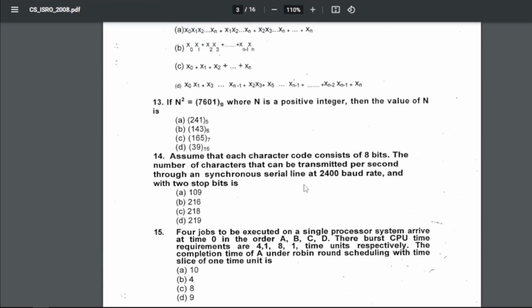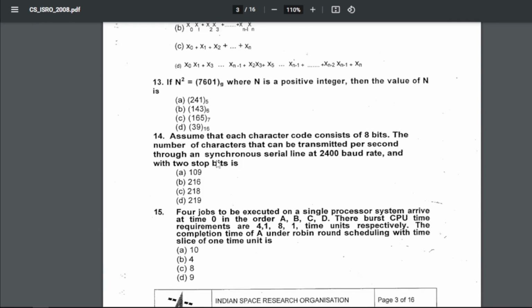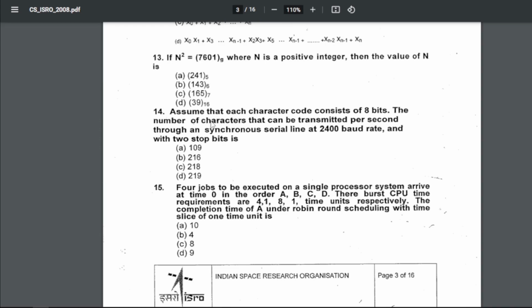Now question number 13 is, if n square equals 7601 base c, where n is a positive integer, then the value of n is what? So friend, if you solve this, you will get the answer as B, that is 143 base 6, right? So B will be the answer for that.